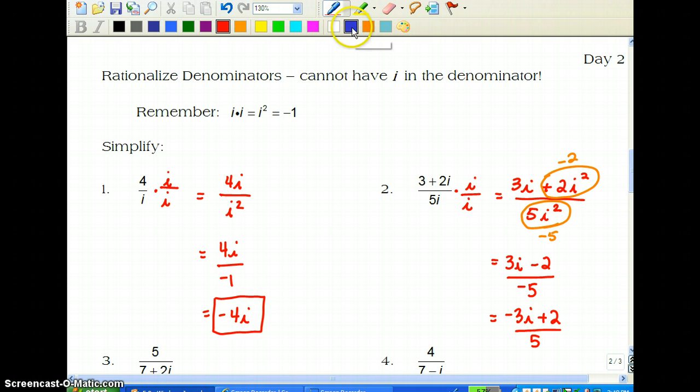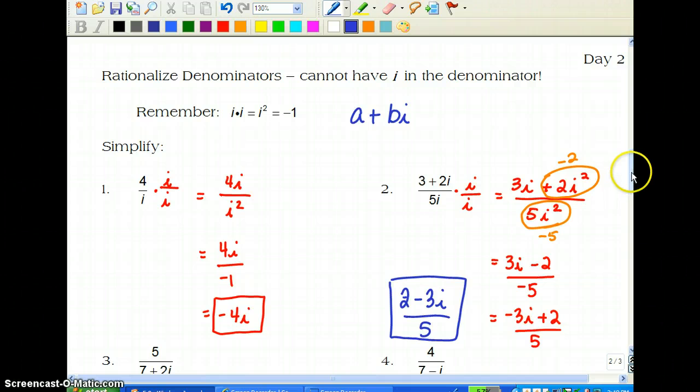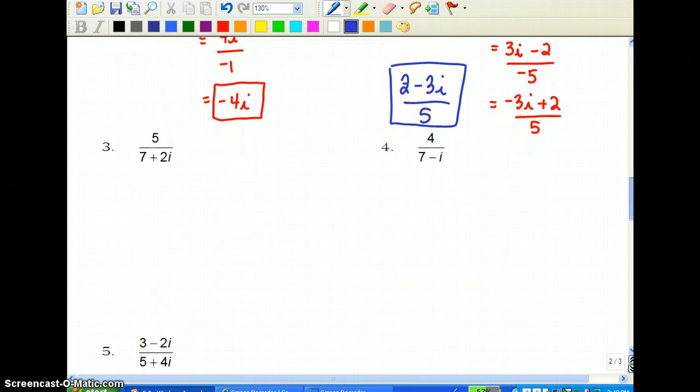They won't leave the answer that way either. Remember that imaginary numbers are always written as a plus bi, complex numbers. They like the i part to be at the end, so they're going to write this answer as 2 minus 3i over 5. So you want to rearrange it. So those are going to be the pretty easy ones. Shouldn't have too much trouble with those.